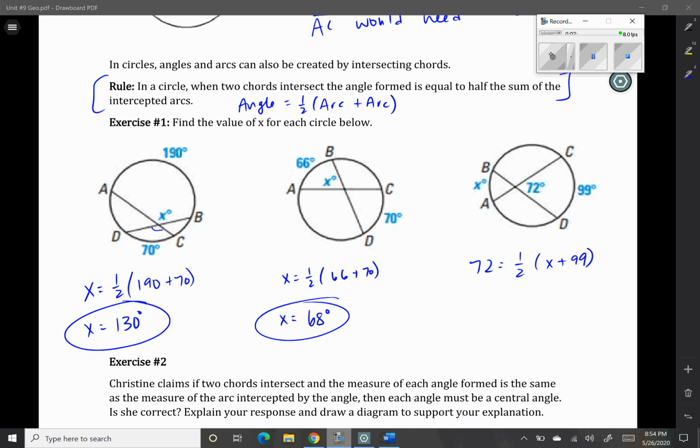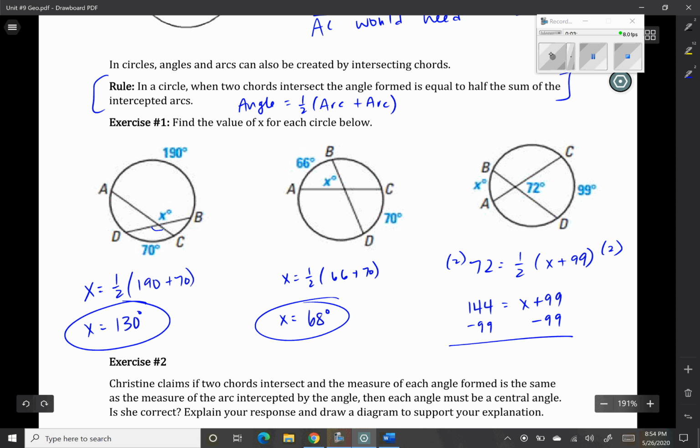Now the third one, if you did it correctly, I hope you did, but it looks like there's a little bit more algebra to do here. So here we have a missing arc instead of a missing angle. I'm still going to put everything in the right spot. So the angle is 72. The two arcs are x and 99. Algebraically, to get rid of a half, we multiply both sides by 2. 2 times 72 is 144. And then I just subtract 99 from the other side. The algebra here is not what you're learning in geometry. You should know how to do that already, but we can resurface and relearn some of those skills again.